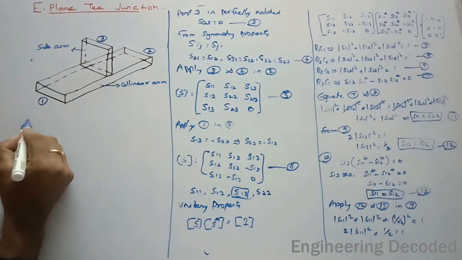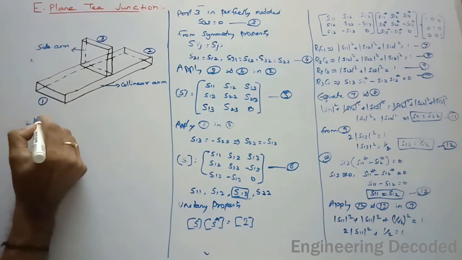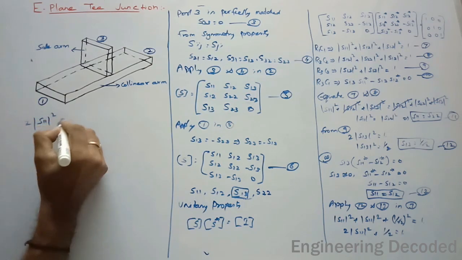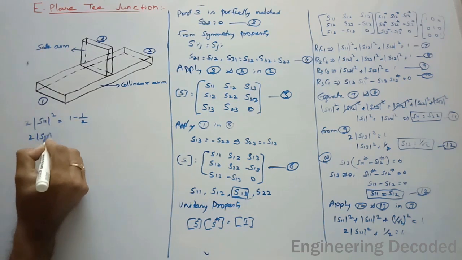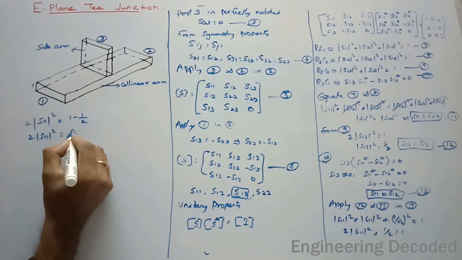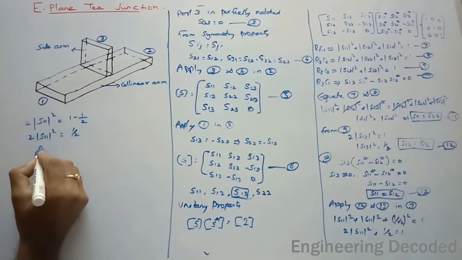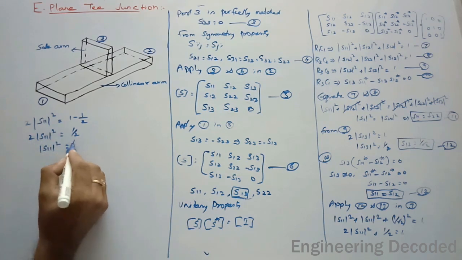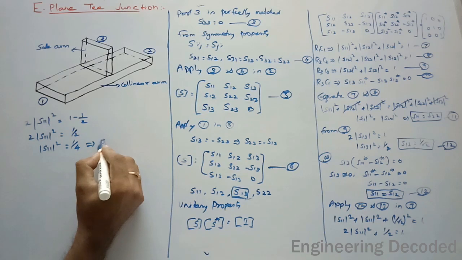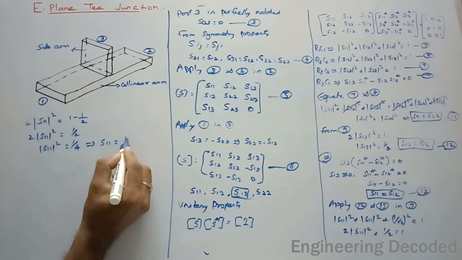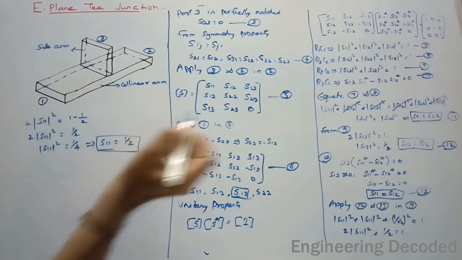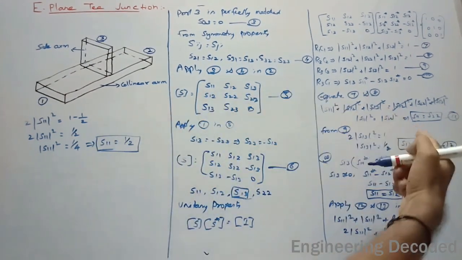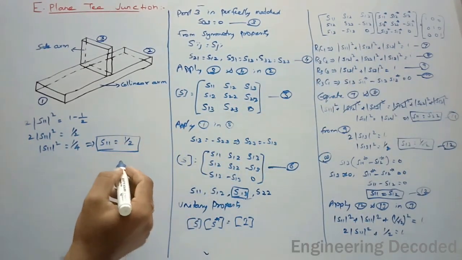Here, 2 into modulus of S11 square is equal to 1 minus 1 by 2. So 2 into modulus of S11 square is equal to 2 minus 1, 1 by 2. So modulus of S11 square is equal to, you can bring this here, 1 by 4. So S11 is equal to 1 by 2. So we have got the value of S11. And we know S11 is nothing but S12. Similarly, S11 is nothing but S22. So now we have got the value.